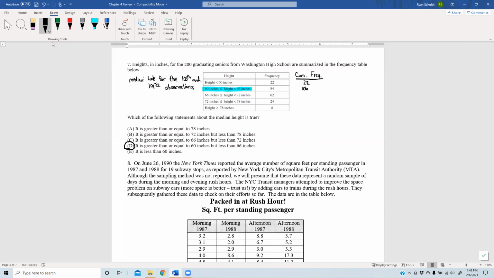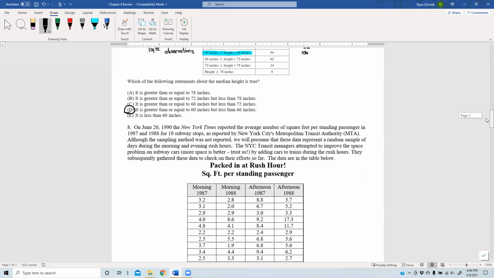So the key here was to use cumulative frequency to find the 100th and 101st observations. It's going to be in there somewhere. Well, we have 106 after just the second option, so that means it's got to be in that one somewhere. It can't be in the first one, can't be less than 60, but it can be in that second one.